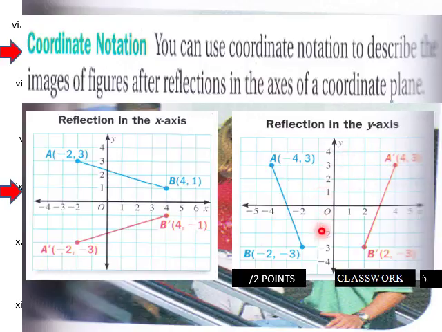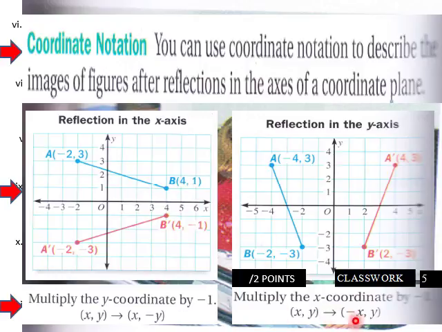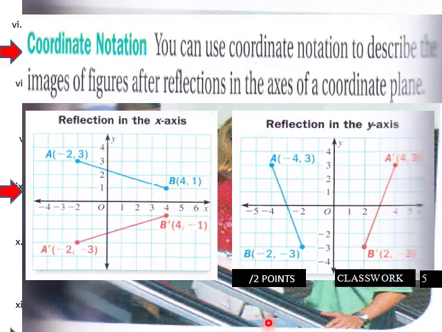And then reflection in the y-axis. This again is flipped over. And this would be what a reflection in the y-axis will look like of this image. Multiply the y-coordinate by -1. So that would be one way that you could describe this reflection. Multiply the y-coordinate by -1. And then multiply the x-coordinate by -1. This is how you get reflections, by multiplying either the x or the y coordinate. Coordinate notation, we already did this, didn't we? Well, we get to do it again and look at it.